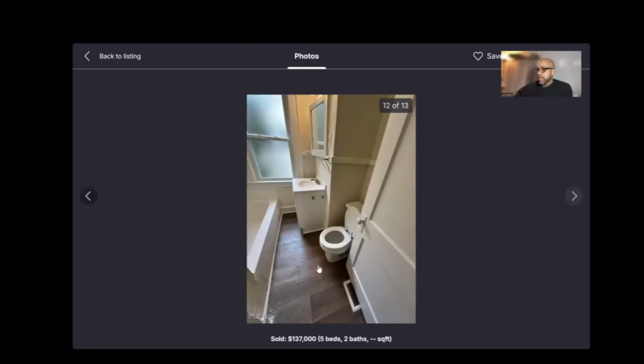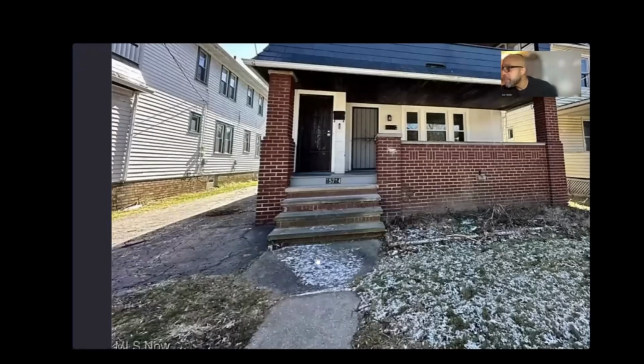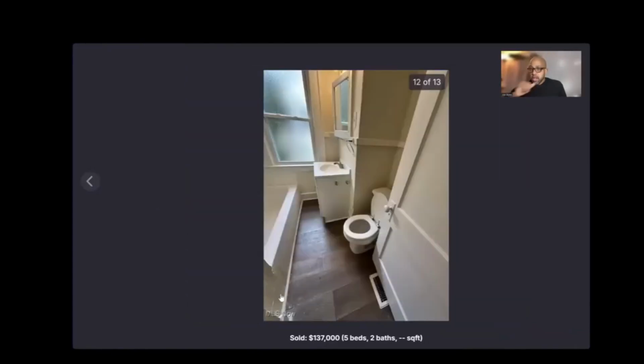Bathroom, they just did the floors. And it doesn't look like they went crazy. They just repaired it. Look at this. You see around the tub, it was looking crazy. Like right around here, this area right here. Hold on. This just looks like repair. Yeah, that just looks like repair.